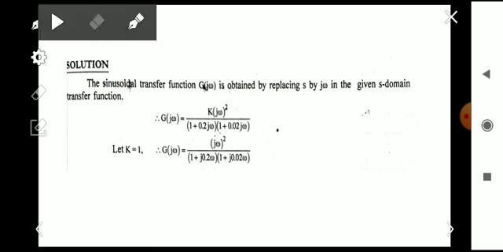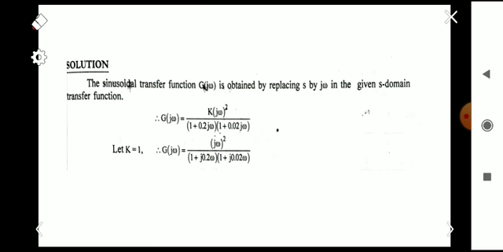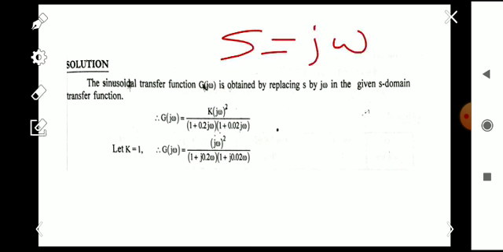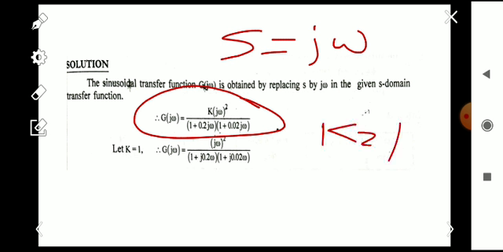And this is the solution. The first step is to write the sinusoidal transfer function G(j omega) by substituting s equal to j omega. We will get the sinusoidal transfer function like this. After that, just substitute K equal to 1. Initially we have to take the value of K as 1, and based on that value of K, we have to plot the Bode plot.